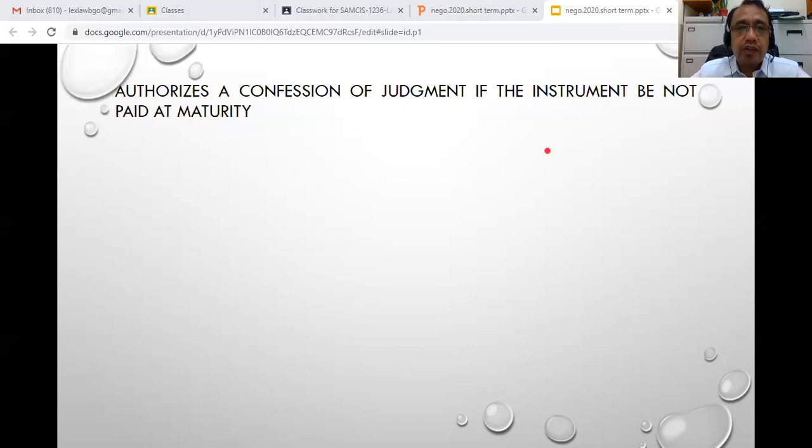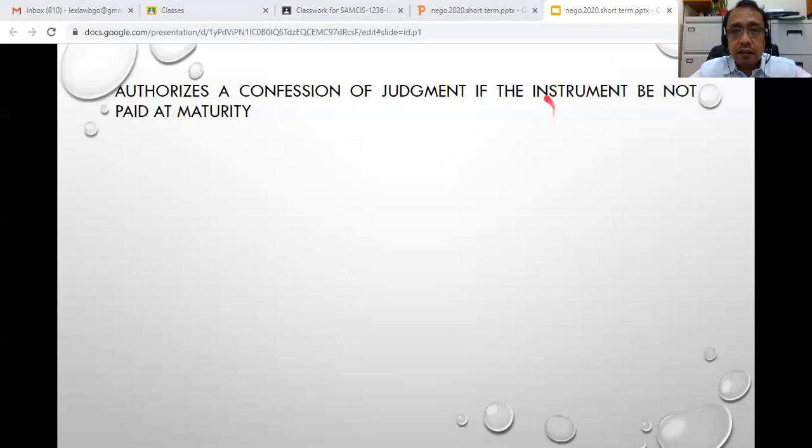I want you to remember that confession to a judgment is generally not allowed in the Philippines because that is contrary to public policy. However, confession to a judgment in a civil action, or what we call cognovit actionem, is actually allowed, such as authorizing the plaintiff to sign a judgment for a certain sum after a suit is brought. That's what we call cognovit actionem, and that's allowed in the Philippines.